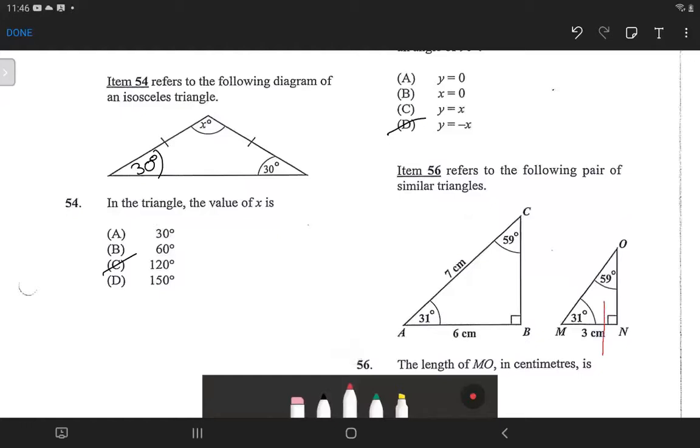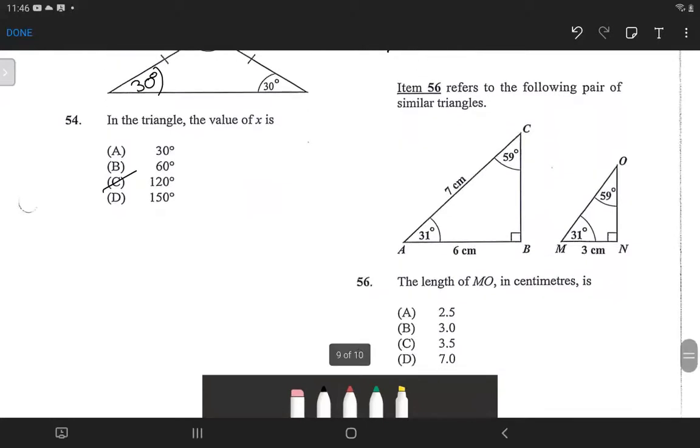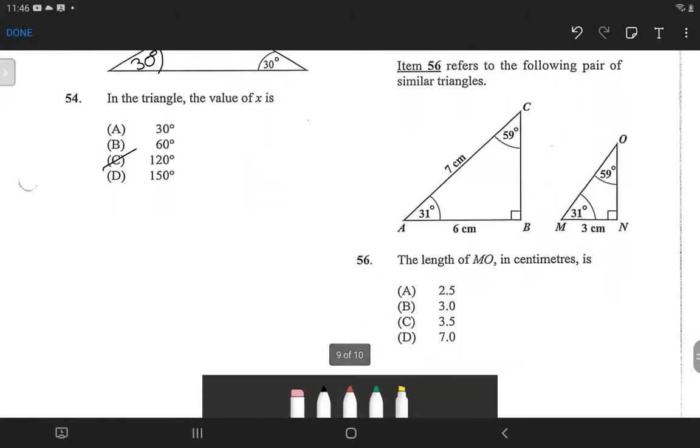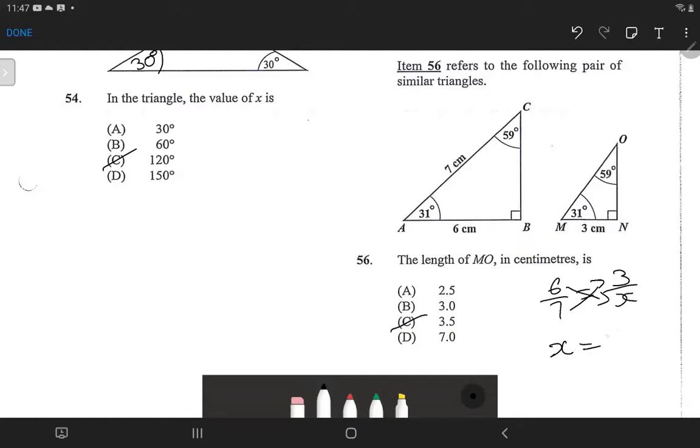56 refers to the following diagram. They have similar triangles. That means the ratio of the sides must be equal. So since AC was 7, MO will have to be 3.5, because 6 over 7 needs to be equal to 3 over x. Cross multiply. That means that x is equal to 21 over 6, which is 3.5.